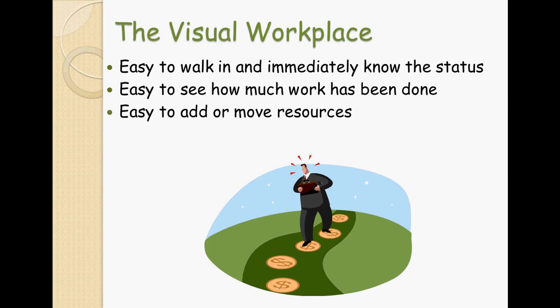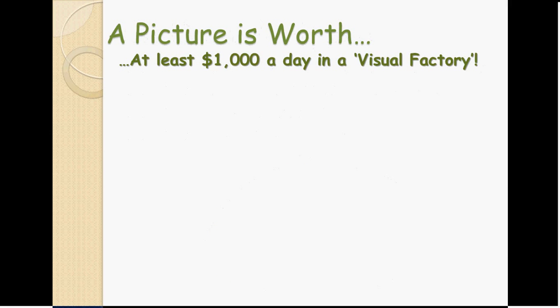Wouldn't you need to know the minute you're falling behind demand so you can add resources at the drop of a hat? And wouldn't you just love to know the exact amount of all your inventory at any given time at a glance and get rid of that evil once a year inventory? Well, you can have all these business luxuries and so much more in a lean system because a picture is worth at least $1,000 a day in a visual factory.